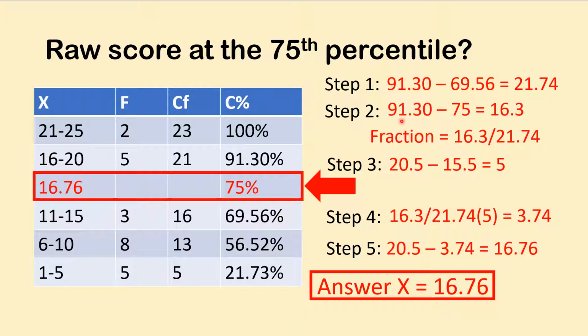The next step now is to calculate the difference between that upper limit and the value within the question. So in this example, we would be subtracting 75 from 91.3 to get our difference here, which is 16.3. Now we have our fraction for this interval. We know the width of the entire interval, which is 21.74. And then we know the difference between the upper limit and our actual value, which is 16.3.